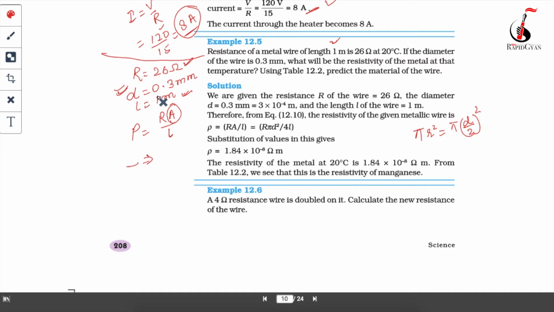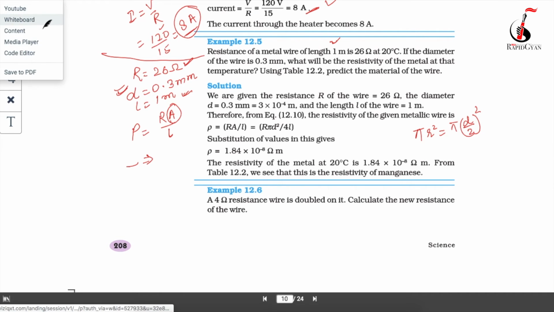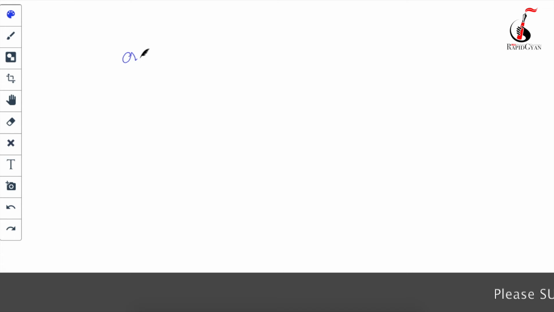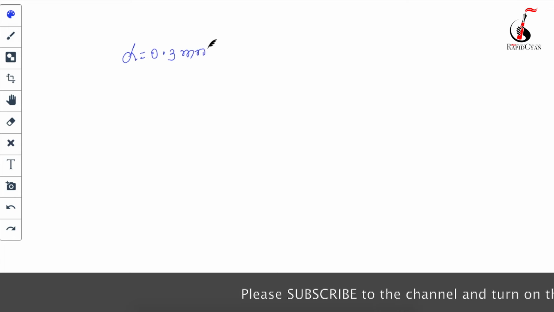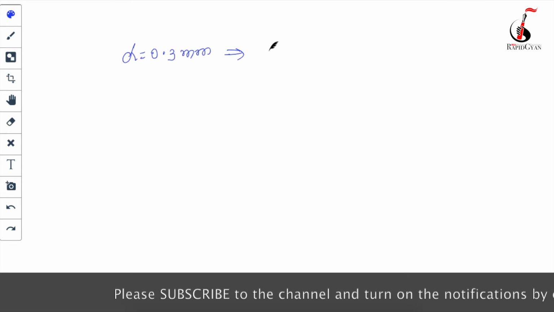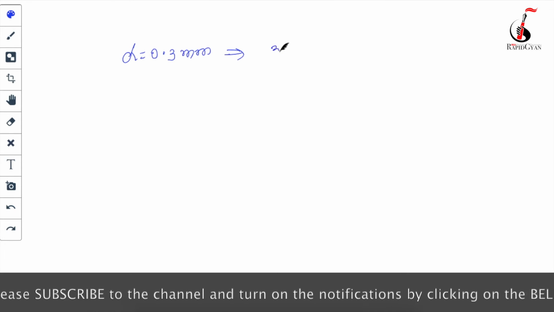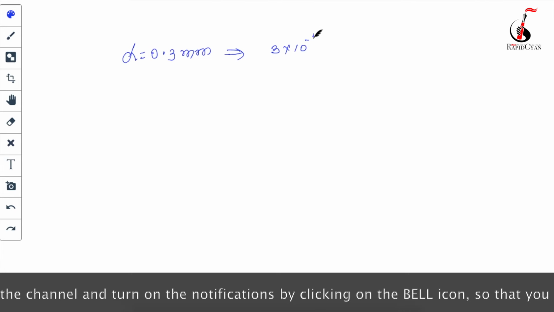Okay, so what's the value of D? D is equal to 0.3 mm. So let me go on the next board. The value of D is equal to 0.3 mm. So first convert this into meters. In meters this will become 3 into 10 to the power minus 4 meter.